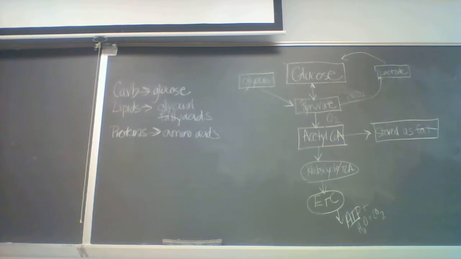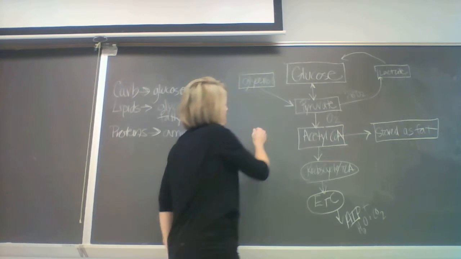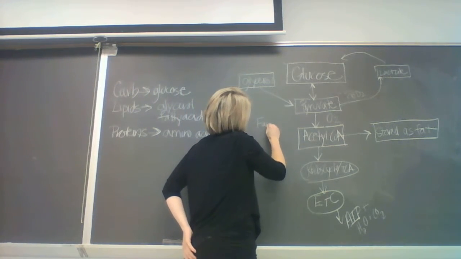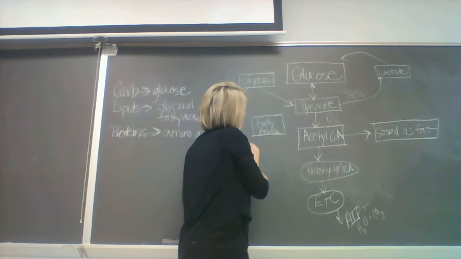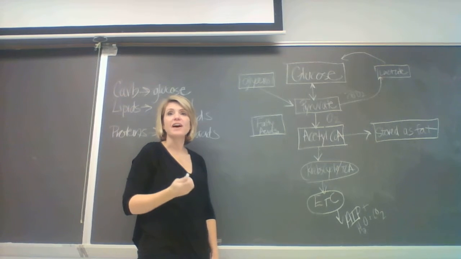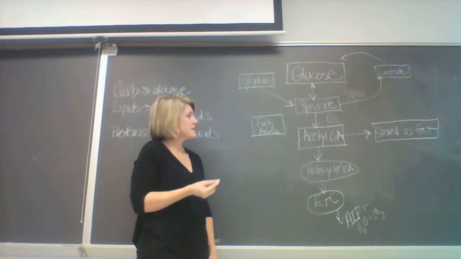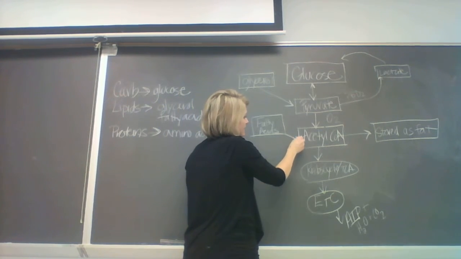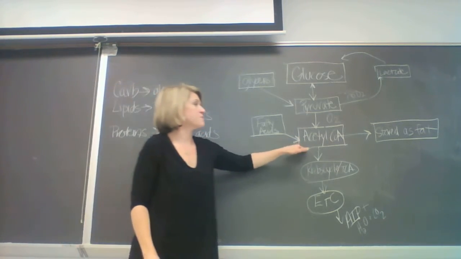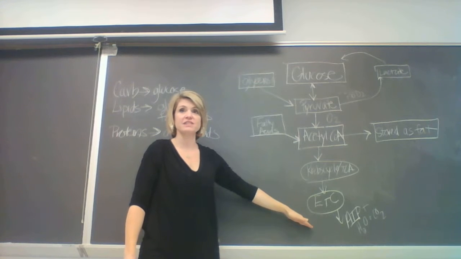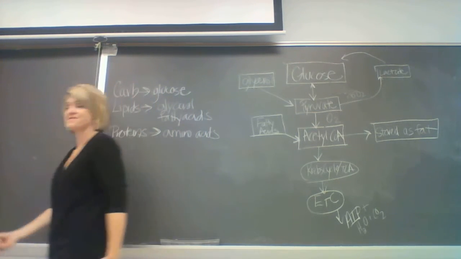Okay, the fatty acids. They go through a process called fatty acid oxidation, and they're converted directly into acetyl-CoA, and then can either be stored as fat or broken down for ATP. Everybody good so far? Okay.